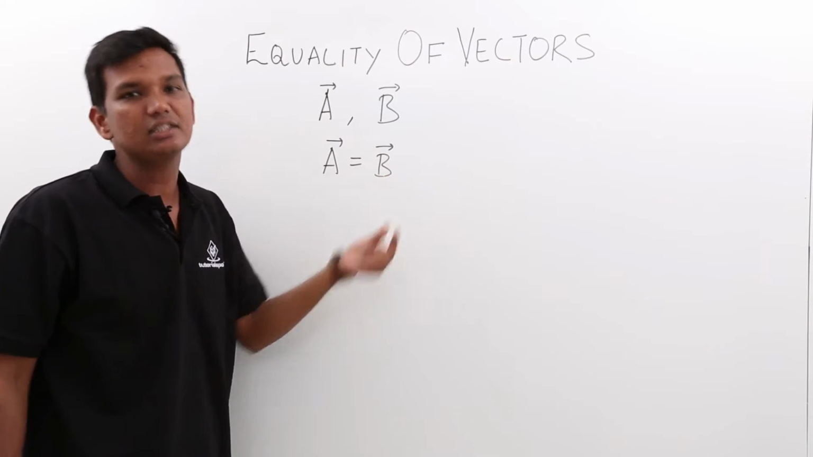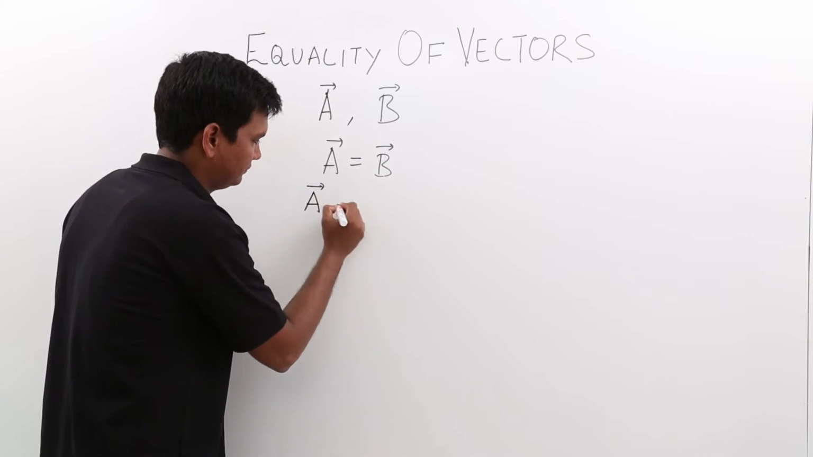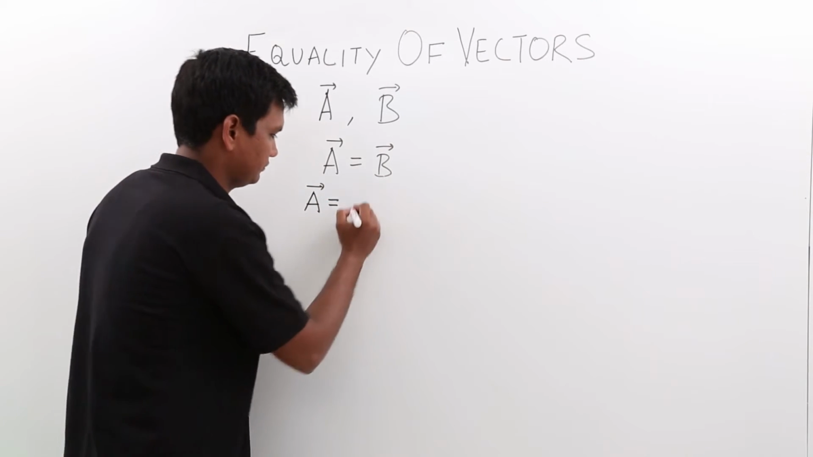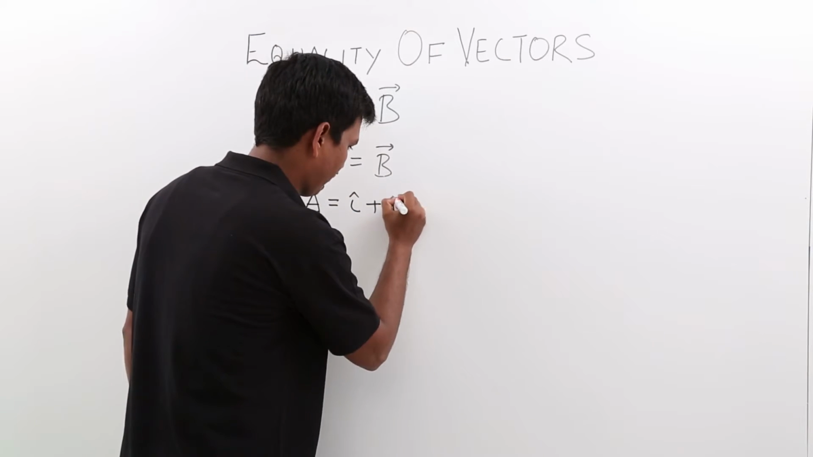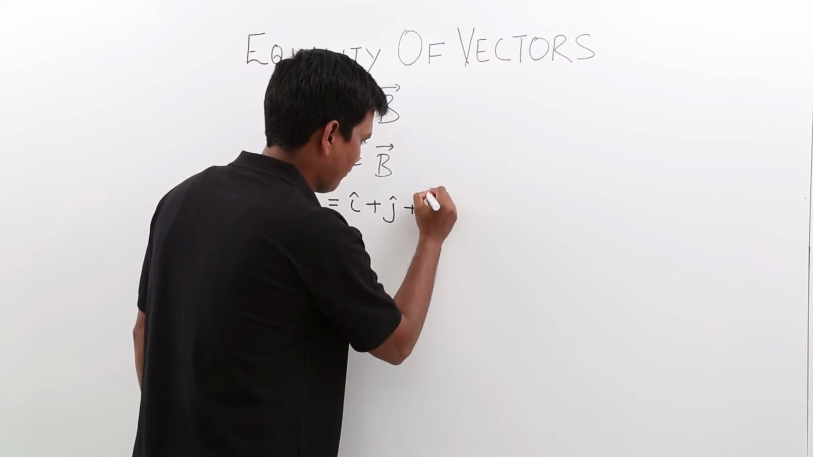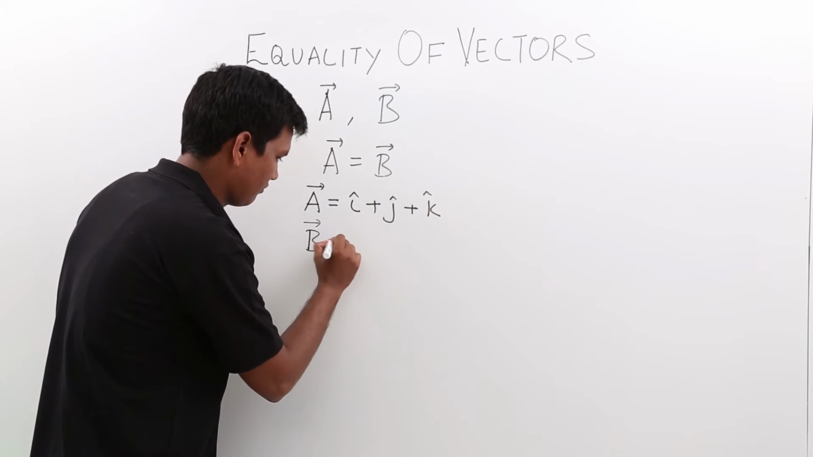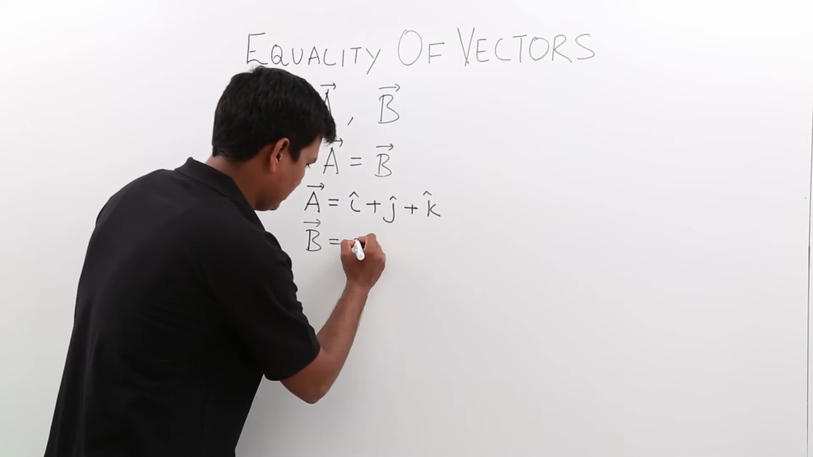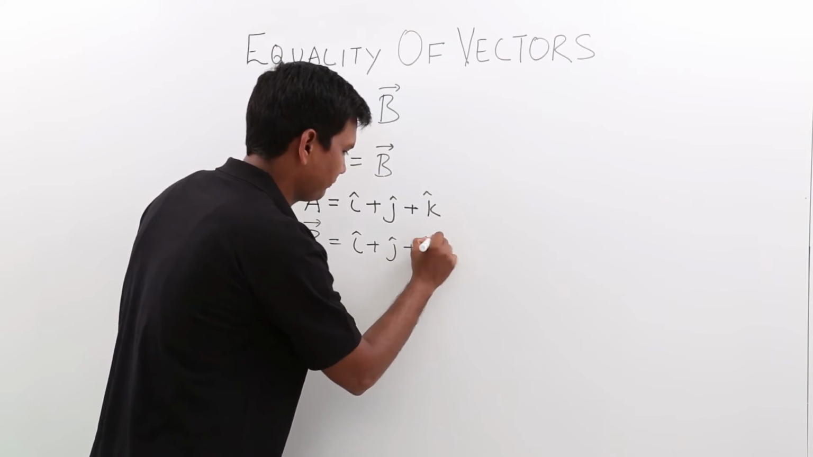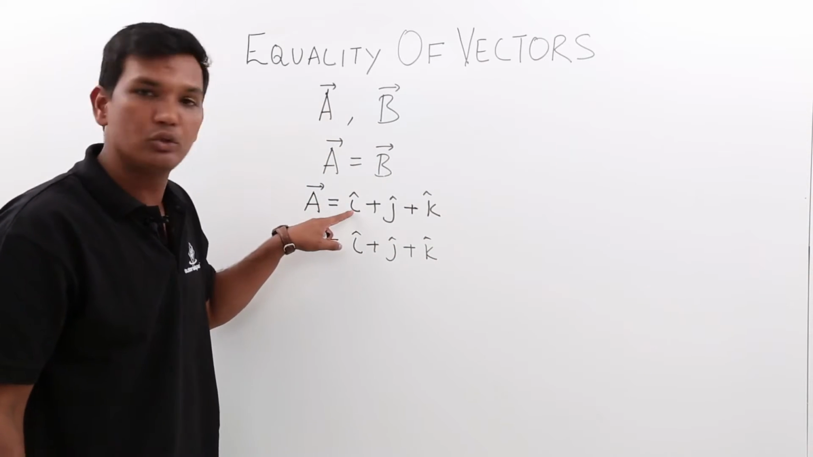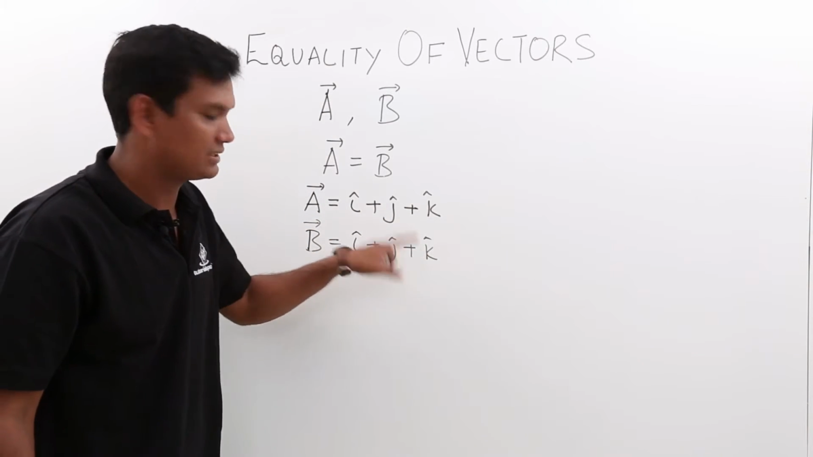Let us try to understand this with an example. So b vector is again I cap plus j cap plus k cap. So I have given a vector is equal to I cap plus j cap plus k cap, b vector is equal to I cap plus j cap plus k cap.